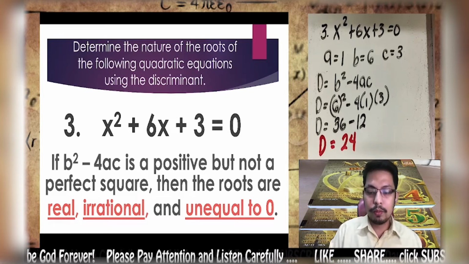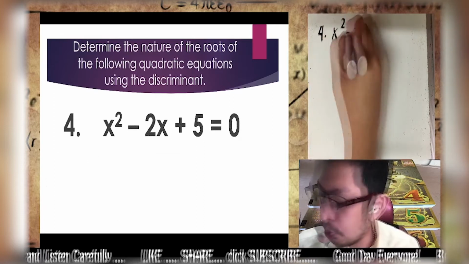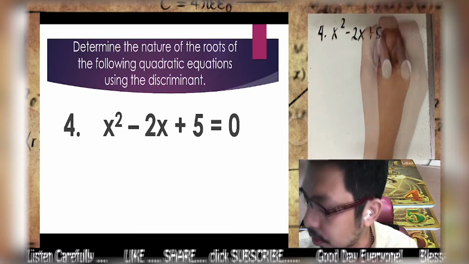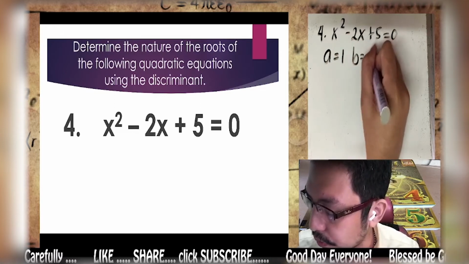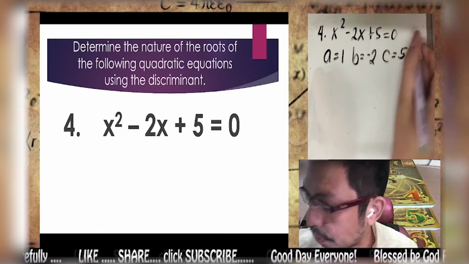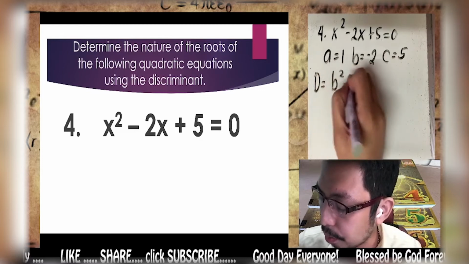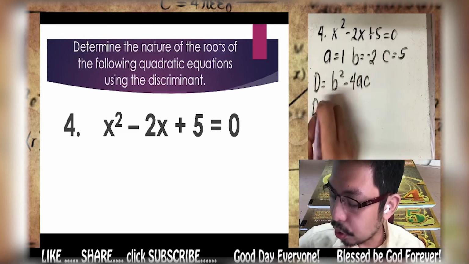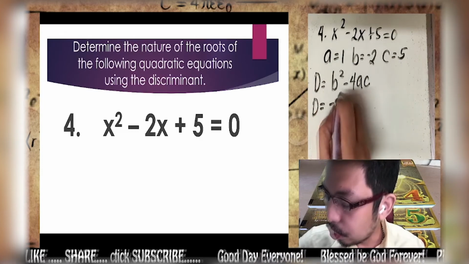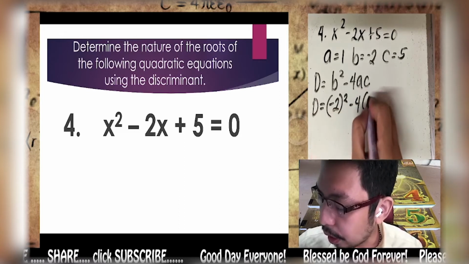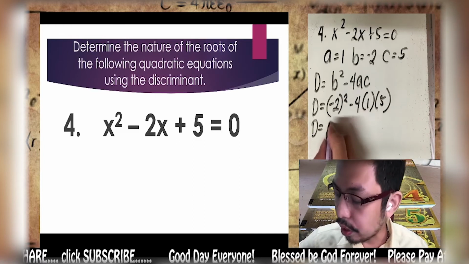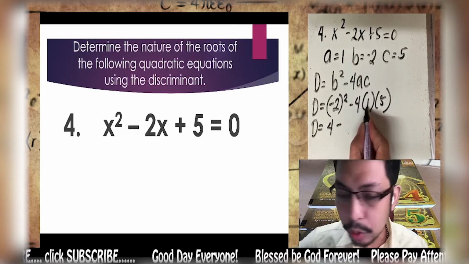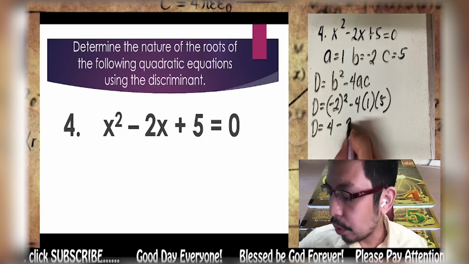Number 4, x squared minus 2x plus 5 is equal to 0. The value of a is 1, the value of b is negative 2, and the value of c is 5. The discriminant is b squared minus 4ac. Substitute the values. We have negative 2 squared minus 4 times 1 times 5. Then the discriminant is negative 2 squared is 4 minus 4 times 1 is 4 times 5 is 20.